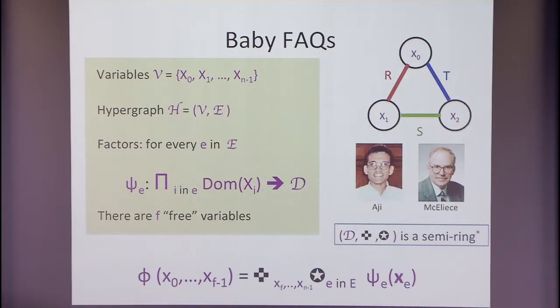I want to mention that this baby FAQ was already explicitly defined much before our work. In fact, the earliest explicit work that we know is due to Aji and McEliece. It's a very nice kind of semi-survey paper from 2000. All right. So we call it FAQ because it also corresponds to functional aggregate queries. So you have a bunch of functions you want to aggregate together.